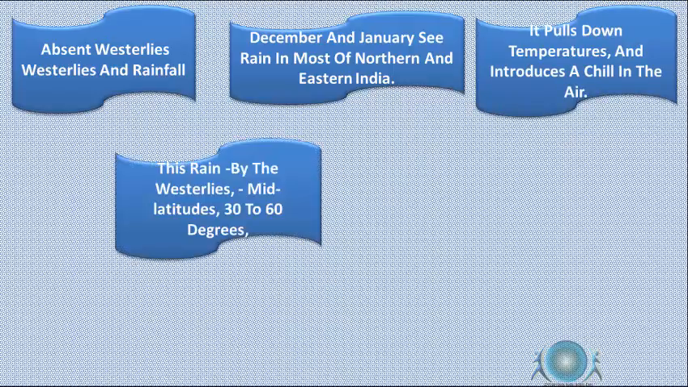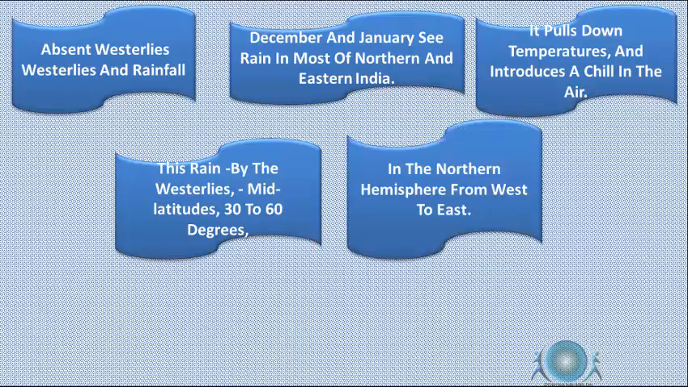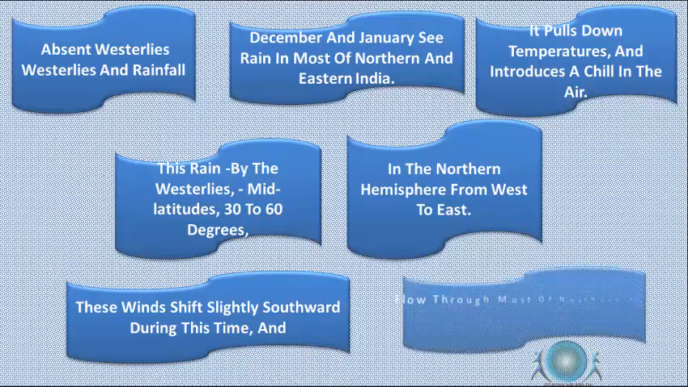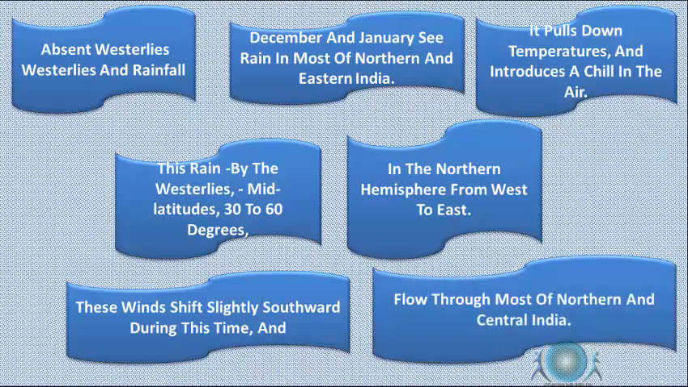This rain is brought by the westerlies, a wind system that normally moves in the mid-latitudes, that is 30 to 60 degrees in the northern hemisphere, and that is from west to east. These winds shift slightly southwards during this time and therefore flow through most of northern and central India, thus causing the climatic change. That is the normal pattern.